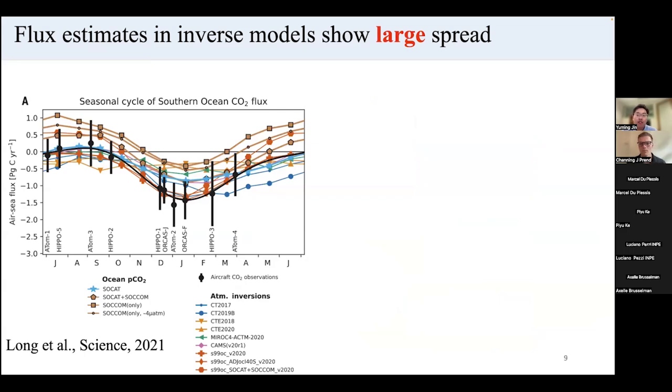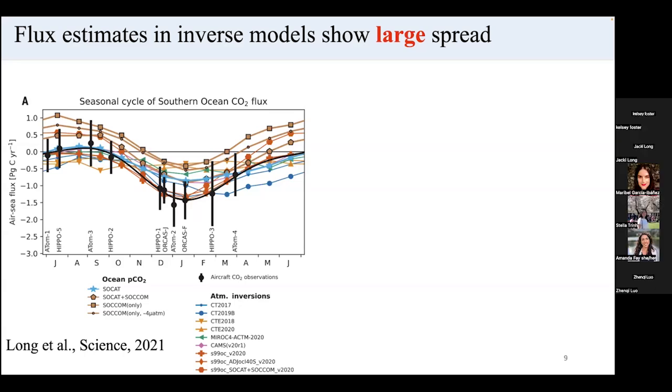The figure here shows the spread in CO2 inversions, and this figure comes from Ma et al.'s 2021 Science paper. This paper has a lot of information. If you just look at the four pCO2 products, which are products with more outgassing on the top, you can see the inversions agree with the seasonal cycle, but they differ a lot on the magnitude of the uptake, especially in the austral summer.